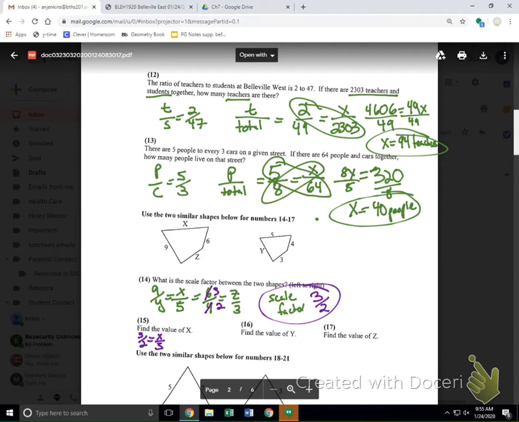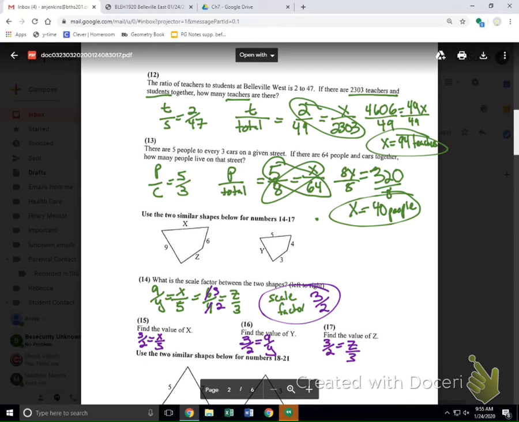My next one is looking for the y. I like to set that up, 3 over 2, and then I look for the fraction with the y, 9 over y. And then my third one is 3 over 2 equals z over 3. So now that we have the z and the y, we have them all set up.